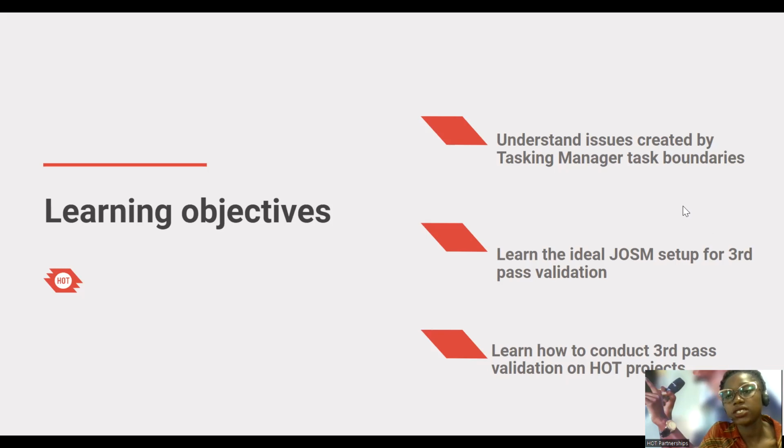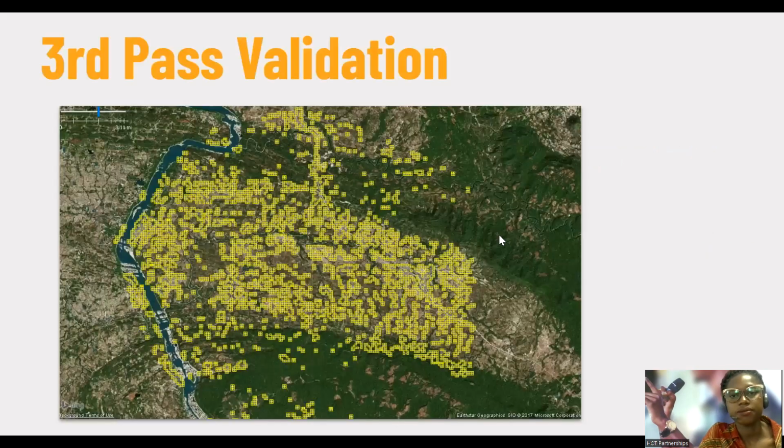Our learning objectives today: by the end of this session, I want you to understand issues created by the tasking manager boundaries, learn how to deal with JOSM setup for third pass validation, and how to conduct third pass validation on HOT projects.